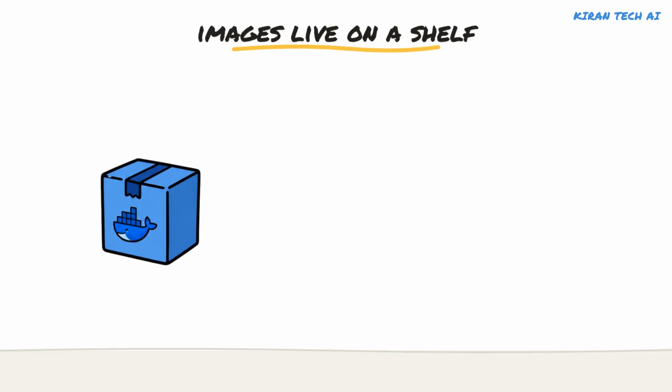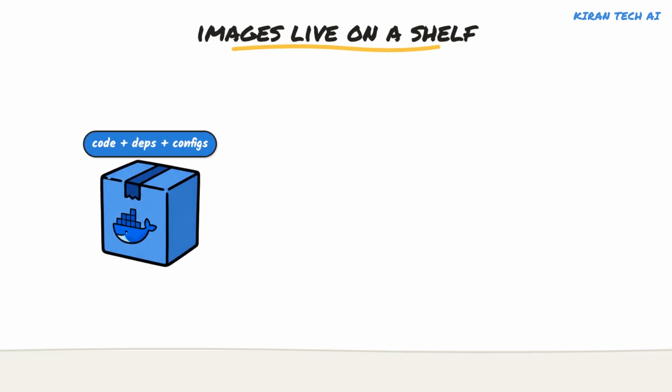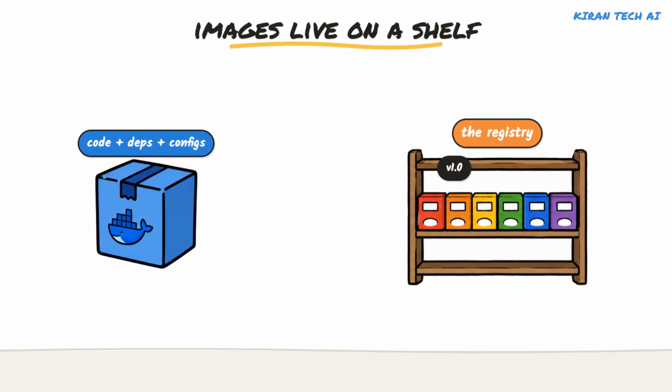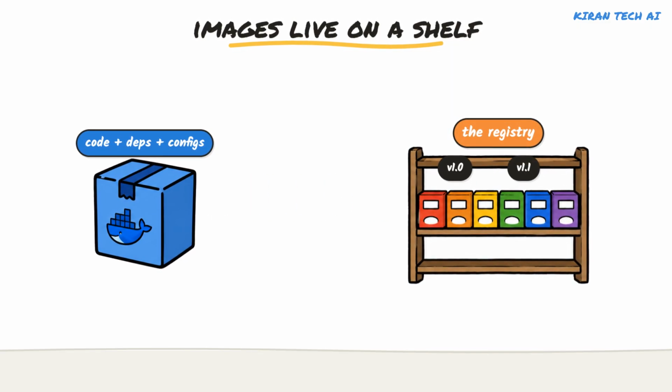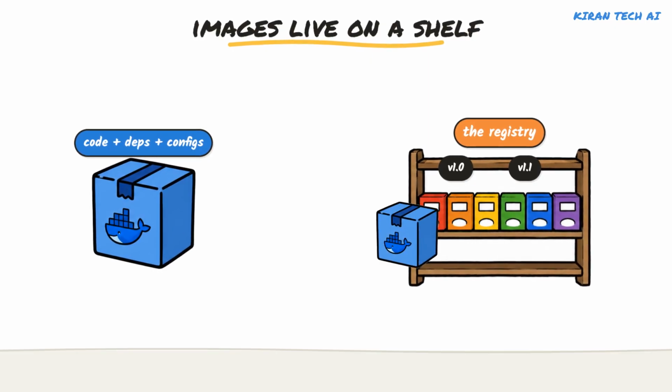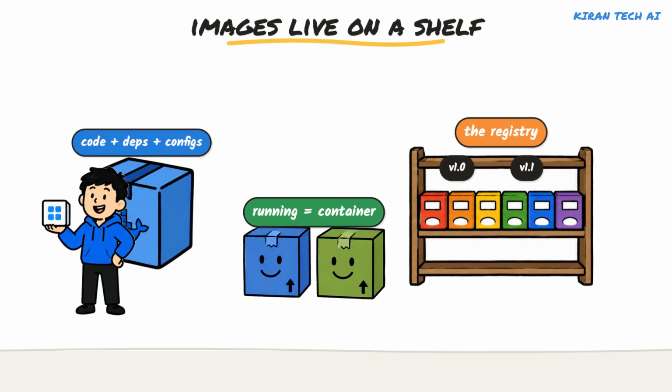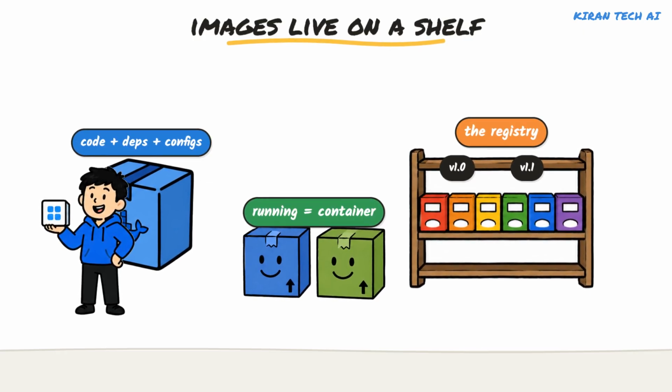Now, that image is the sealed package of your app. The code, the dependencies, the configs, all frozen together. Images live on a shelf called the registry, neatly versioned. My app 1.0, 1.1, 2.0. And when you need the app running, you just pull an image off the shelf and start it. That living copy is your container.